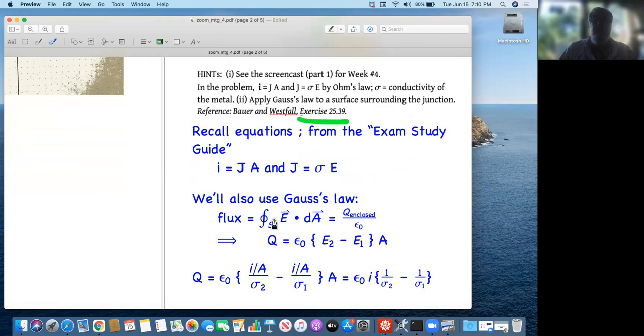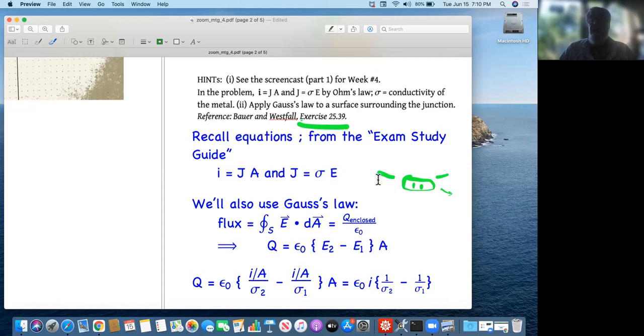Gauss's law relates the flux of the electric field to the charge. It says the flux out of a surface S. So if you have some closed surface S here, and you calculate the flux of the electric field coming out of that surface. So let's say going out on this side, and might as well assume that it's going in on this side. The current's going in this way, so the electric field should be pointing in this way.